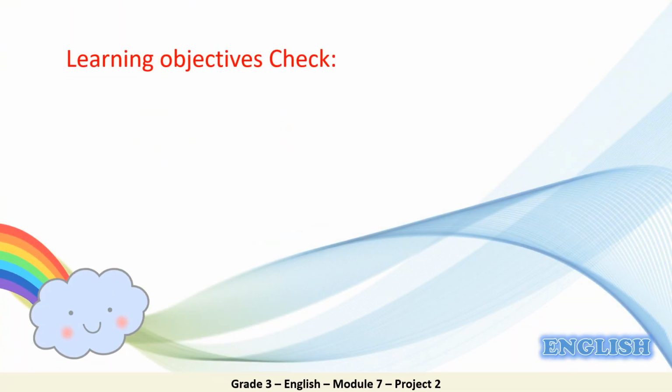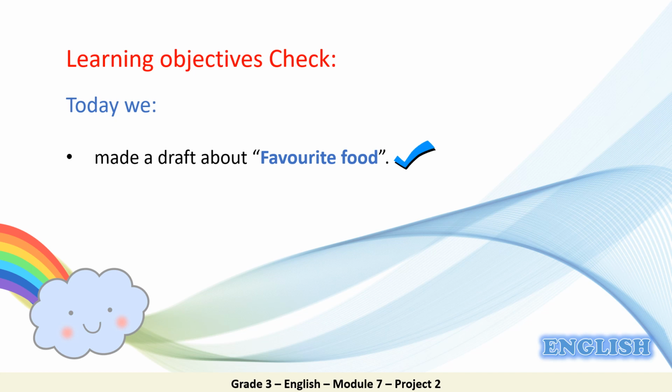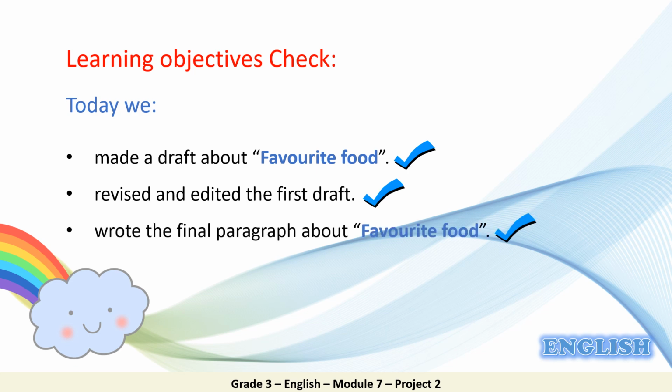Alright everyone, we reached the end of our lesson. Let's go back quickly to check our objectives for today. We made a draft about favorite food. We revised and edited the first draft, and then we wrote the final paragraph about favorite food.